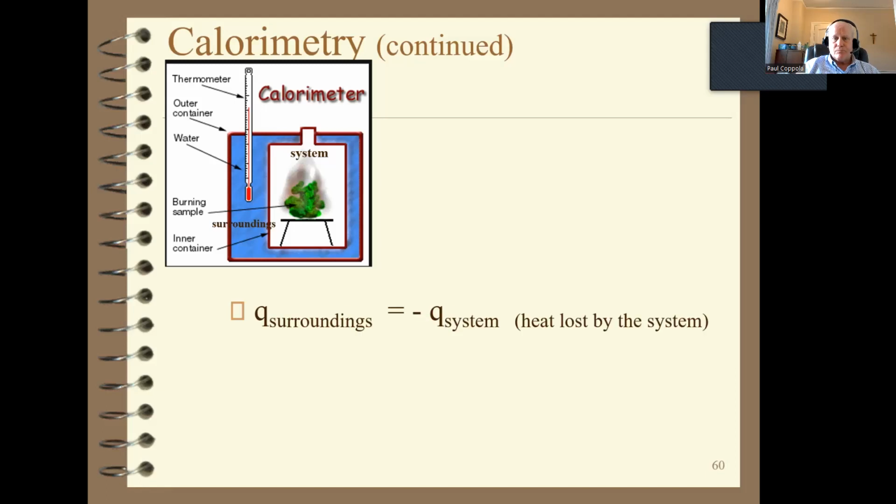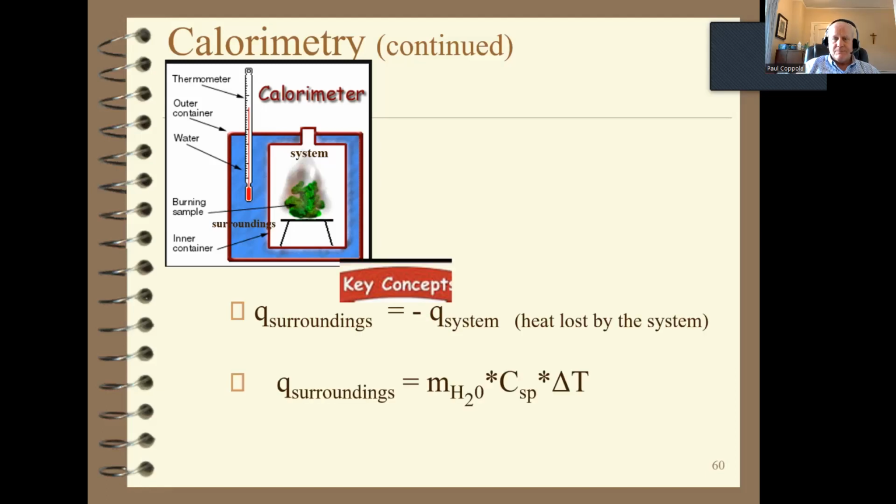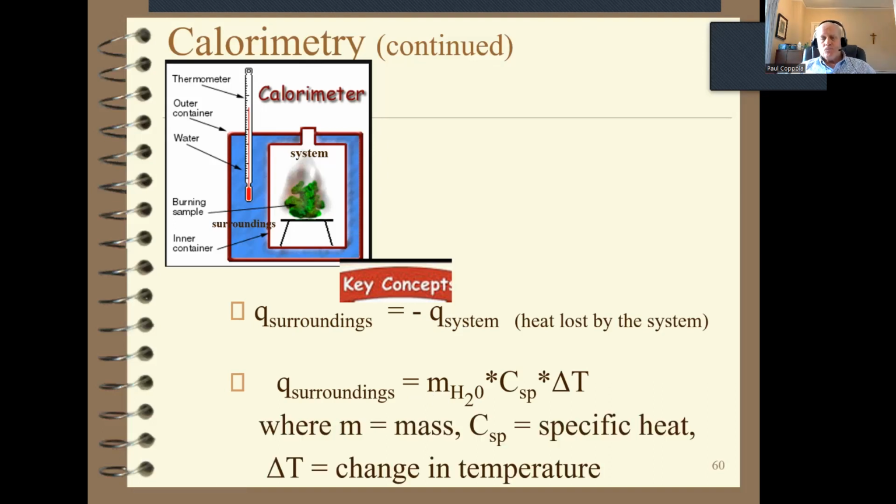Slide 60. Again, that key concept, as I said, the heat given off by the chemical system. In this case, it's the green substance being burned up, is equal to the heat absorbed by the surroundings. And then we get to the definition that you need to memorize, but again, it's not hard. It's the mass times the specific heat times the delta T.